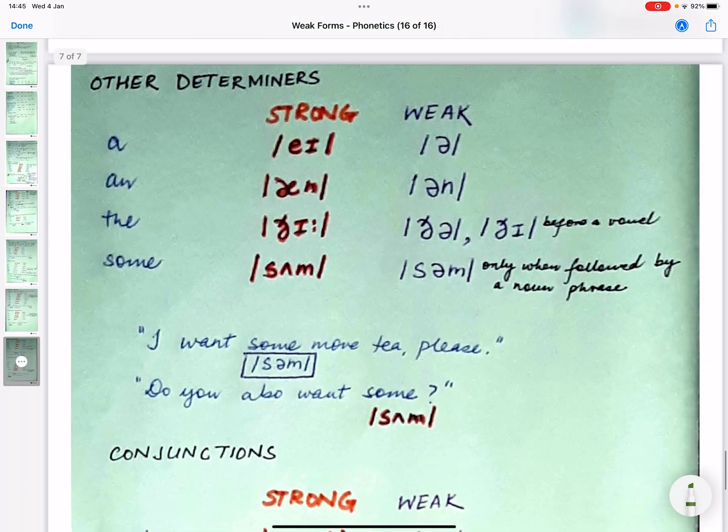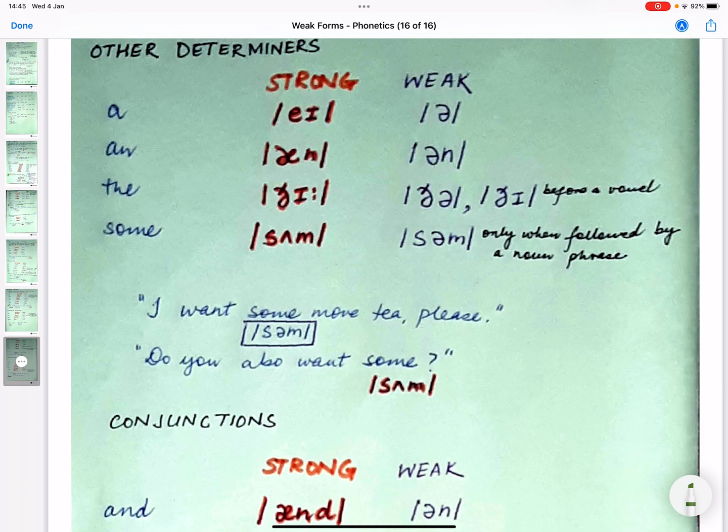The other determiners like a and the, some. Remember that, again, the same rule applies if they are at the end of a sentence or a clause. You use the strong form, like, do you want some? I want some more tea, please. So you use the weak form there. Do you also want some? And because it's ending the sentence, you use the strong form. There is a little note about the and the some, so you can take a note of that.